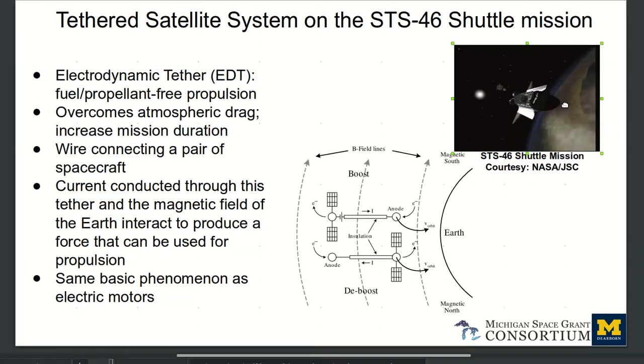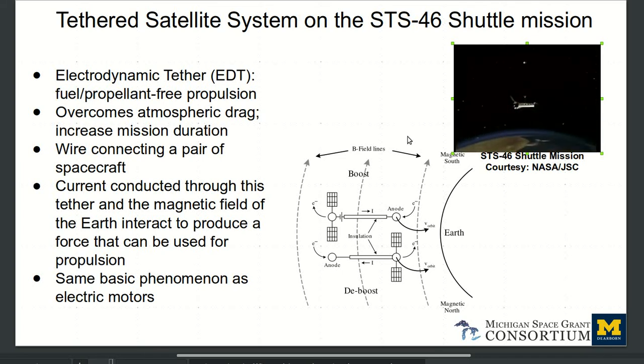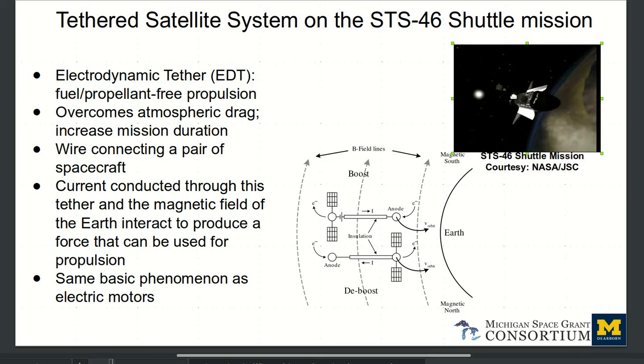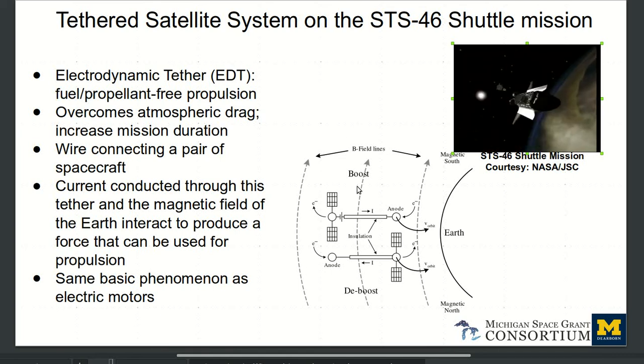Before proceeding further, let's take a look at this animation from the STS-46 shuttle mission. As you can see from this animation, there is a mothership and there is a subsatellite that are connected to each other via a wire, or what they call the electrodynamic tether, or EDT. A current is being conducted in a controlled fashion through the wire, and because of the flow of the current, an interaction with the magnetic field of the Earth would happen that would produce a propulsive force on the subsatellite system. And the physical principles of operation are exactly like electric motors.